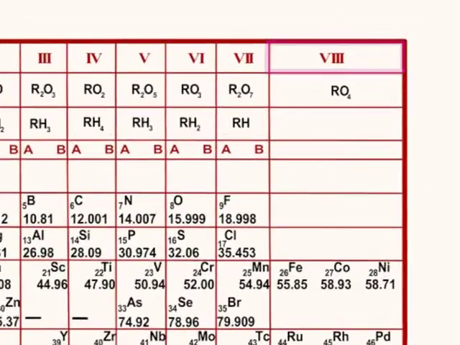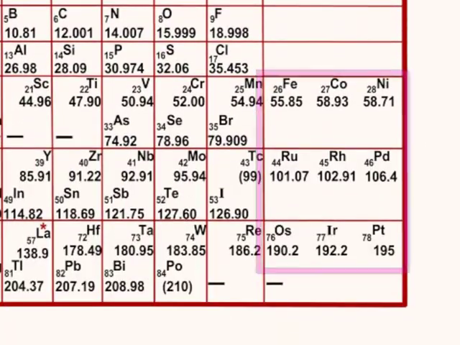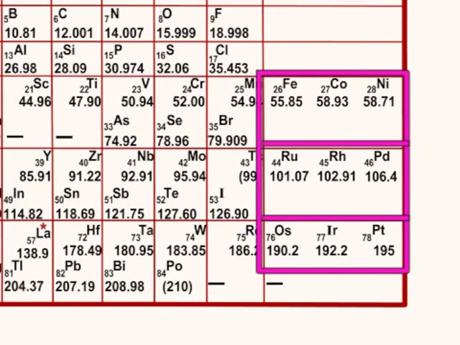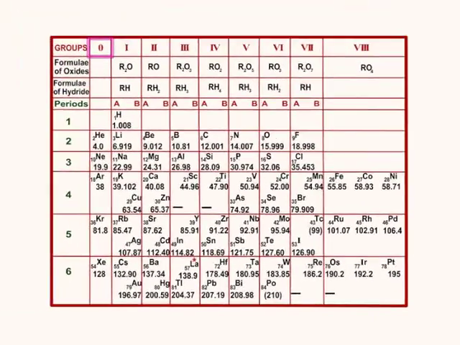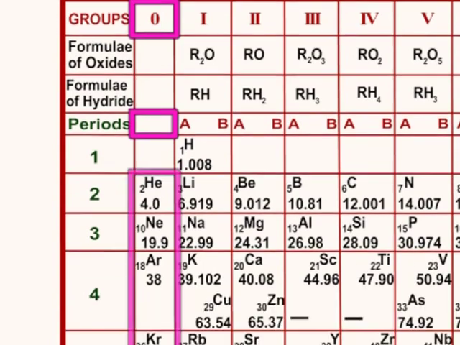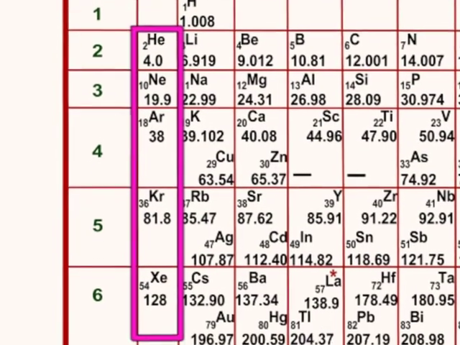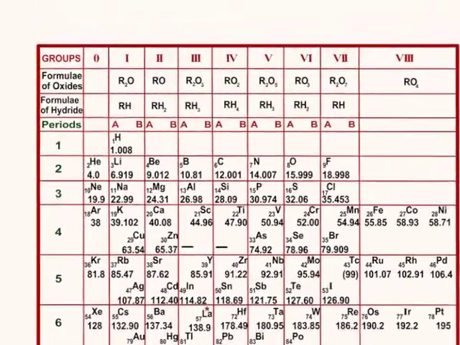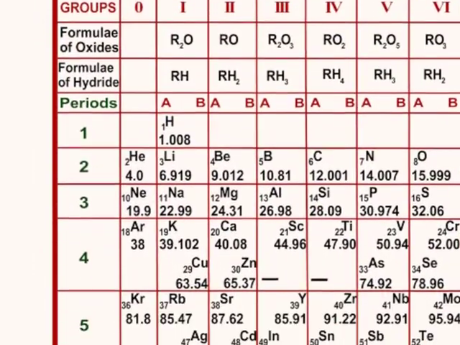Group 8 had a total of 9 elements arranged in 3 sets, each containing 3 elements. Group 0 had no subgroup. It has only one column for inert gases. It has 6 periods or horizontal rows.